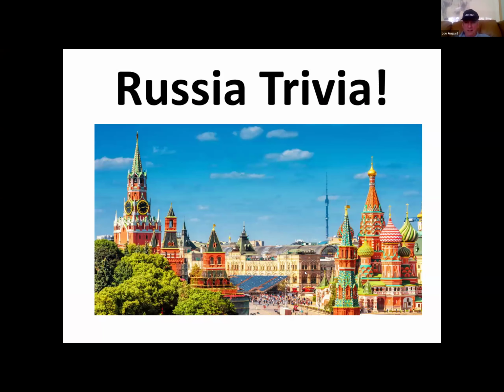Here we go. Okay, Russia trivia. Here we are in Moscow, Red Square. Absolutely gorgeous. By the way, they have the incorrupt body of Vladimir Lenin on display in a glass case. At least you could when we went in the late 1990s, but I bet he's still there today. Okay, here we go.